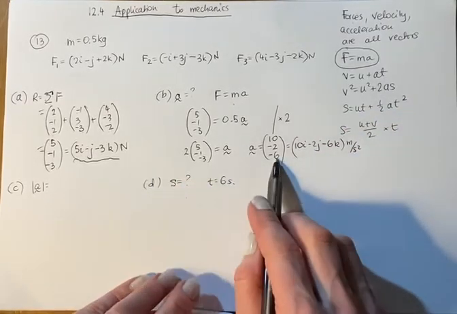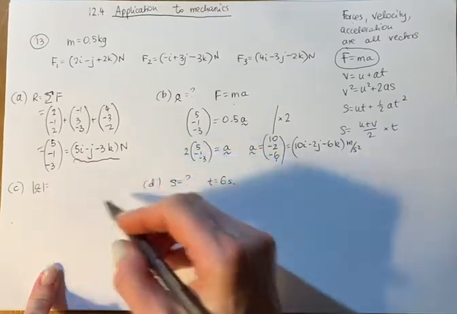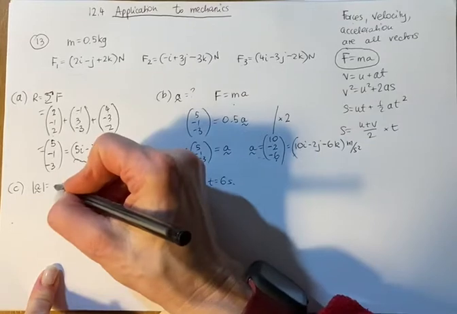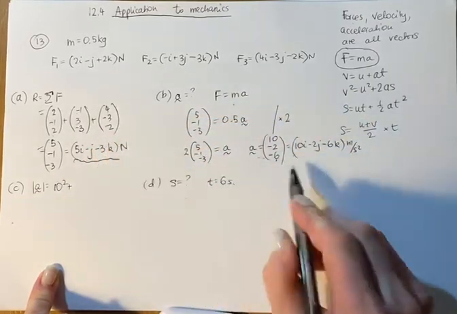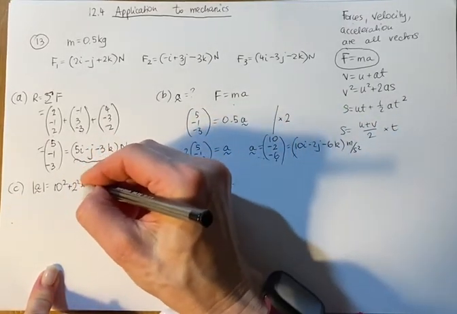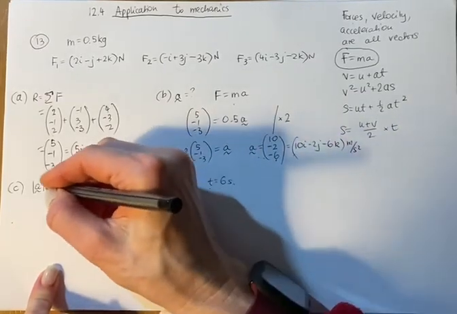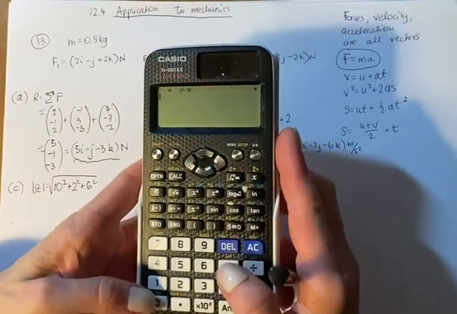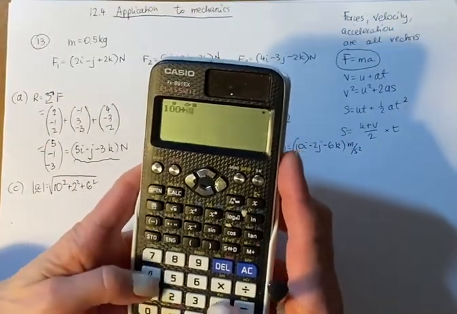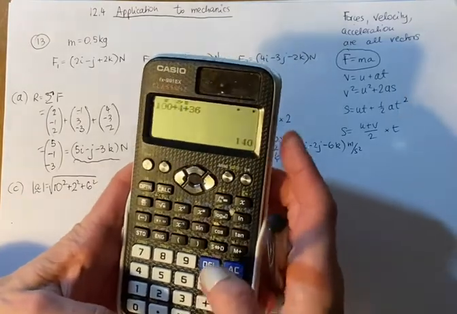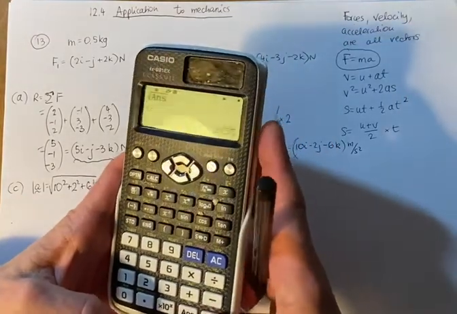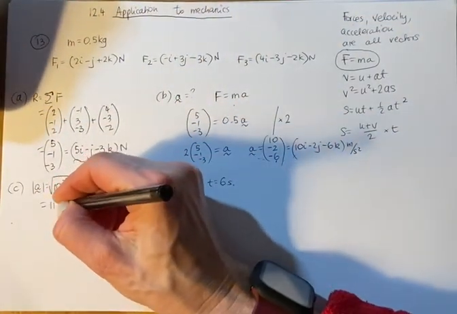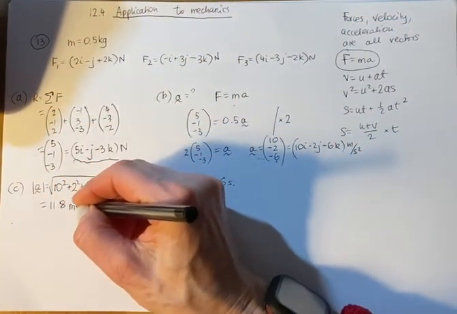The overall magnitude of this acceleration is obtained by finding the magnitude of this vector. So it's 10 squared plus 2 squared plus 6 squared, all square rooted. Let's just find out what it is. So it's 100 plus 4 plus 36. Square root of this is 11.8 to 3 significant figures.